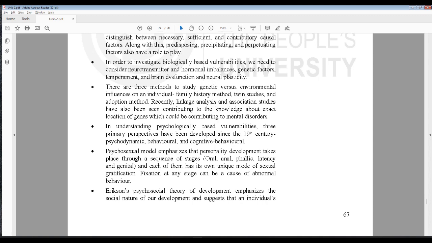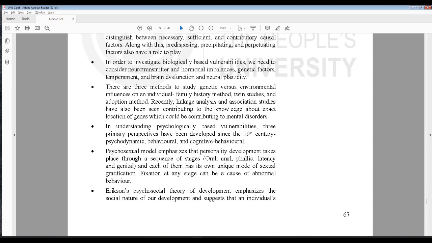dysfunction and neural plasticity. There are three methods to study genetic versus environmental influences on an individual: family history method, twin studies, and adoption method. Recently, linkage analysis and association studies have also been seen contributing to the knowledge about the exact location of genes which could be contributing to mental disorders. In understanding psychologically based vulnerabilities, three primary perspectives have been developed since the 19th century: psychodynamic, behavioral, and cognitive behavioral.